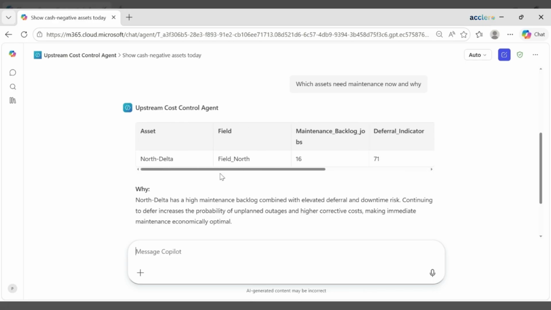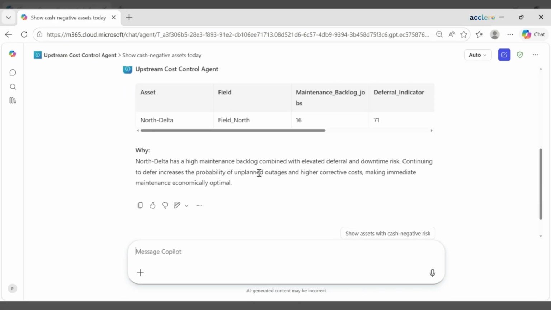So North Delta is flagged because it has a higher maintenance backlog along with a strong deferral indicator and increasing downtime risk. This combination makes further deferral uneconomic, as it increases the likelihood of forced outages and leads to higher operating cost.